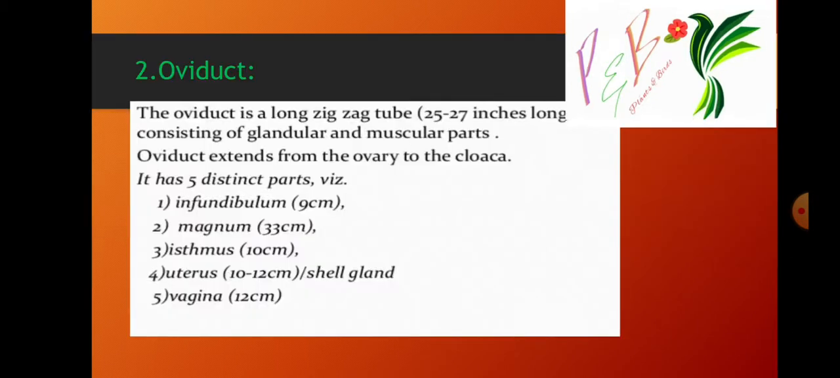Firstly, the oviduct. The oviduct is a long zigzag tube. It is not a straight tube, it is a zigzag tube consisting of glandular and muscular parts. The oviduct extends from the ovary to the cloaca, where the last ending part is called the cloaca. It has 5 distinct parts: infundibulum, magnum, isthmus, uterus, vagina.